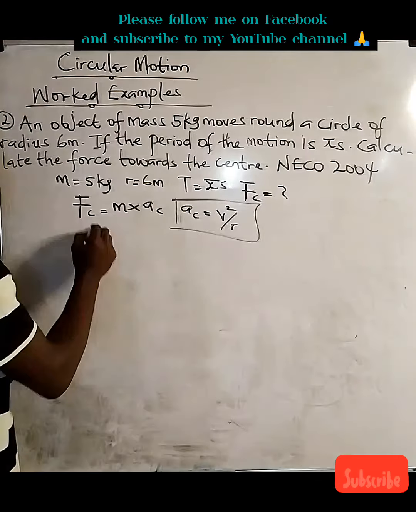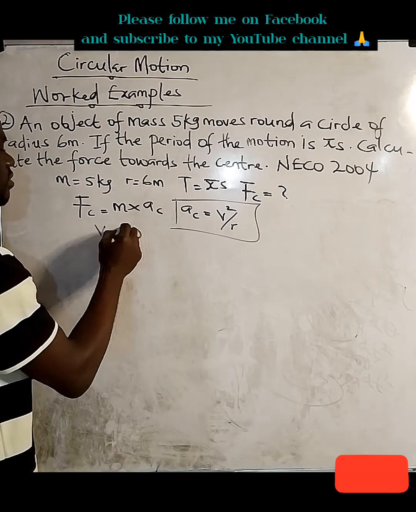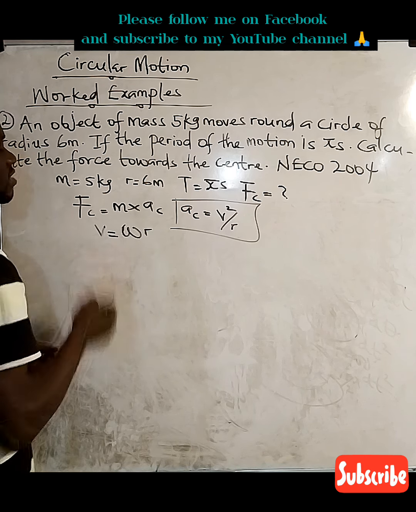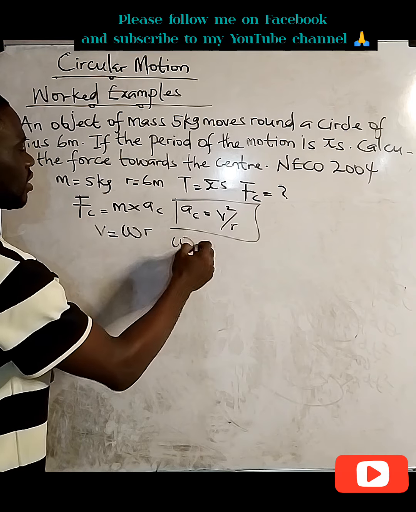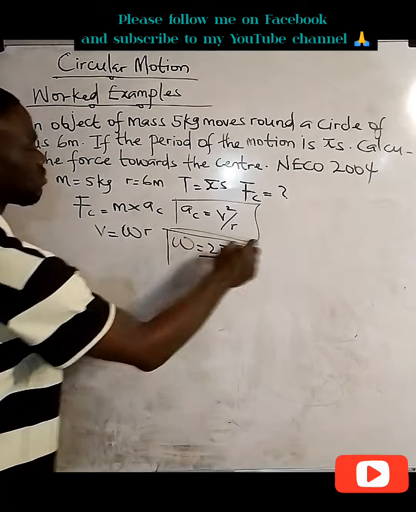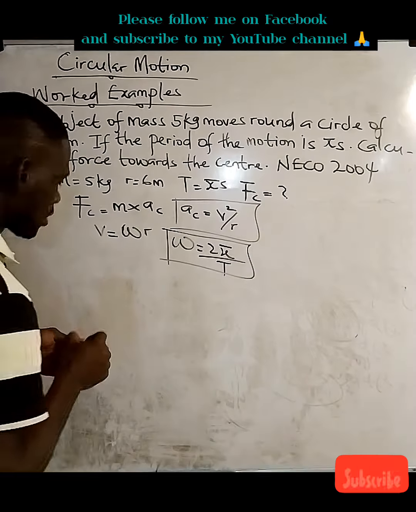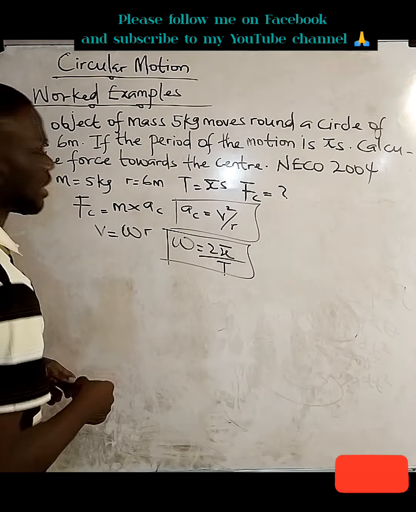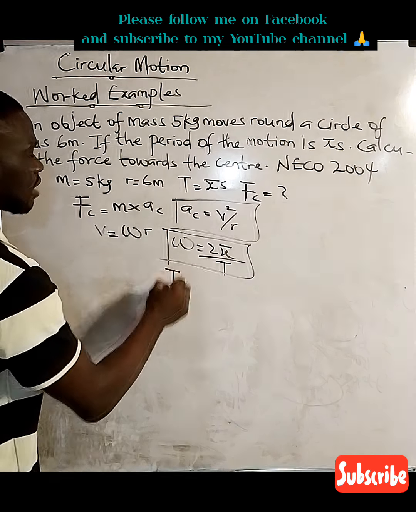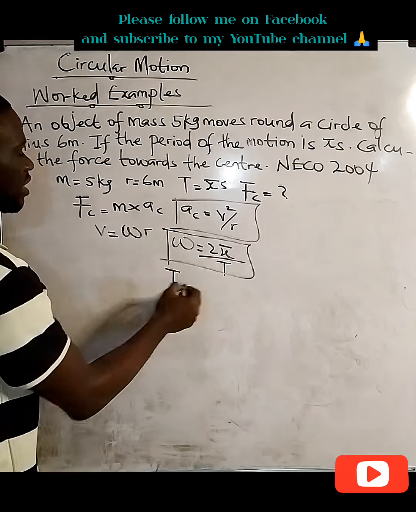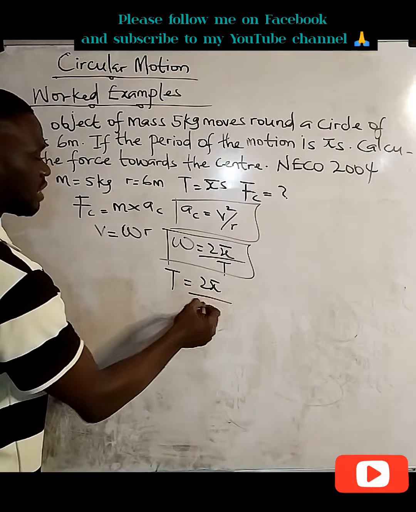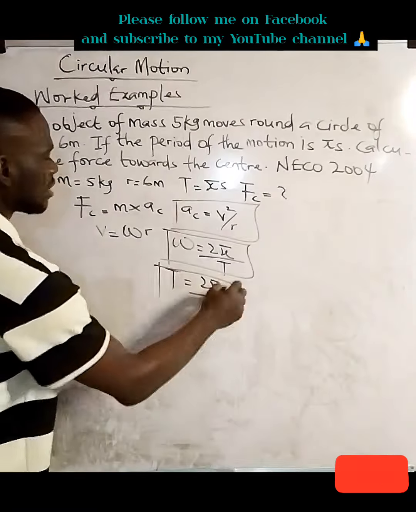Now don't forget, the linear velocity is equal to angular velocity times radius. That's what the linear velocity is. So what is angular velocity? Angular velocity is 2 times pi divided by period. Don't forget, this formula was also derived in our previous lesson. So if angular velocity is 2 pi divided by period, it simply means the period is equal to 2 pi divided by angular velocity. That is what the period is.